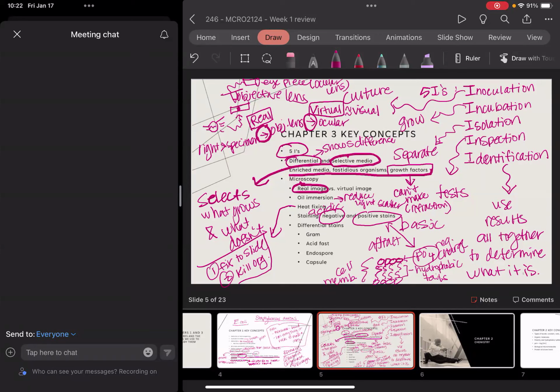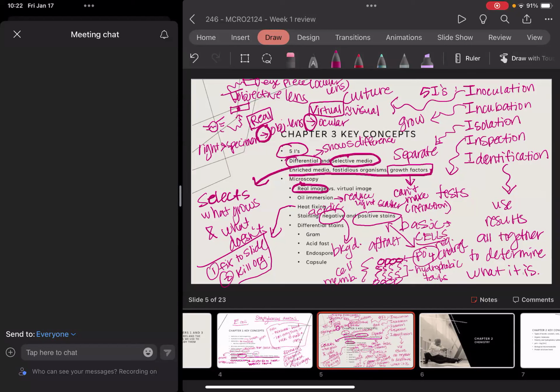So because of that, our basic or our positive stains usually stain the cells themselves, whereas our negative stains are repelled by the negative surface of the cells, and they will stain the background. All right, so that's how that's going to work.